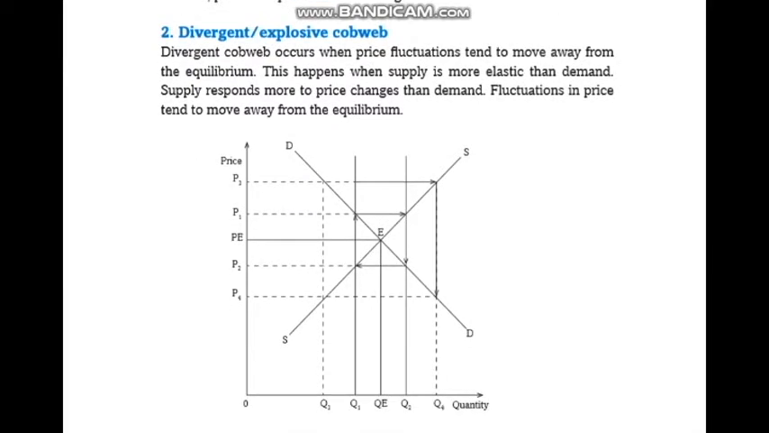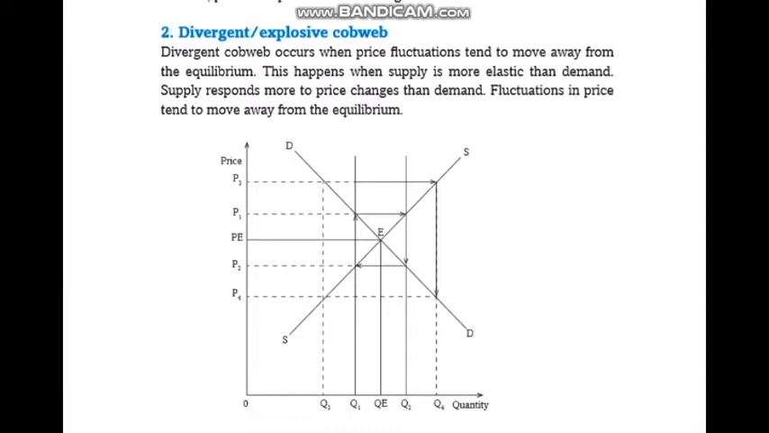So number 2, the diverging or explosive cobweb. A divergent cobweb occurs when price fluctuations tend to move away from the equilibrium. It means that it happens when the price fluctuation is moving away from the equilibrium.